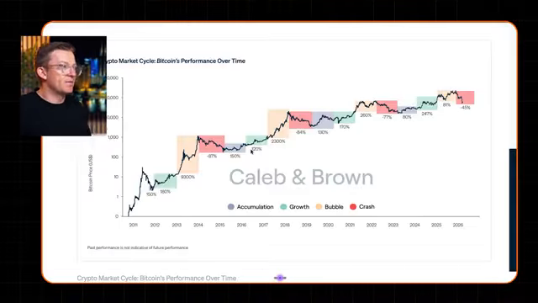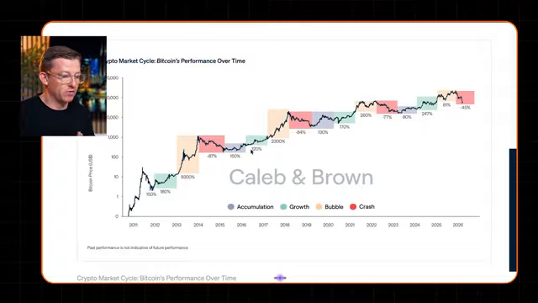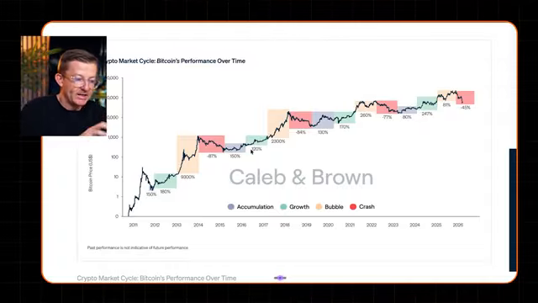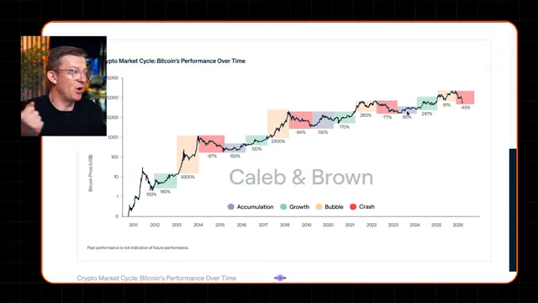I'll show you this chart. So there are 4 parts of a crypto market cycle. You've got accumulation, growth, bubble, and crash. Now, during these ranges of accumulation, this is where you want to be dollar cost averaging and increasing your buys. It's usually when the market's down 30, 40, 50%, sometimes even 80%.